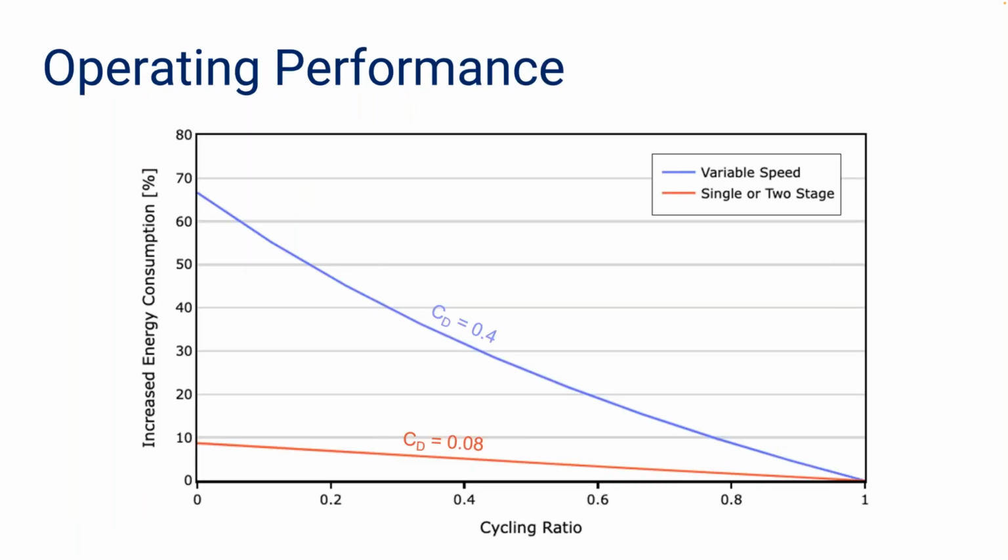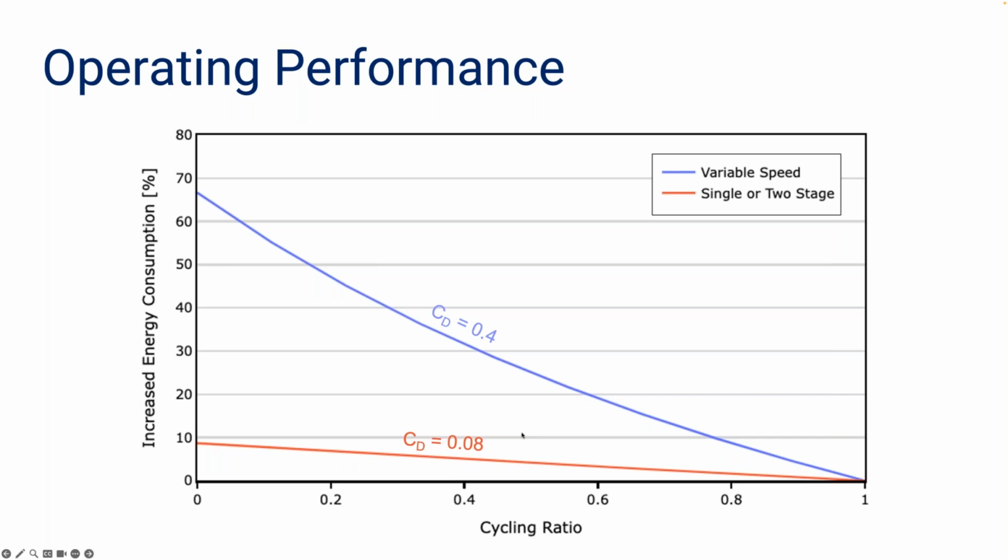The second to last one here is operating performance. Like I said, anytime your equipment is below the minimum capacity, it's going to be cycling. For single stage or two stage units, we assume a degradation factor of 0.08, which means you're using roughly 10% more energy if you're cycling very often. And for a variable stage, we assume it's closer to 70% with a C sub D of 0.4.